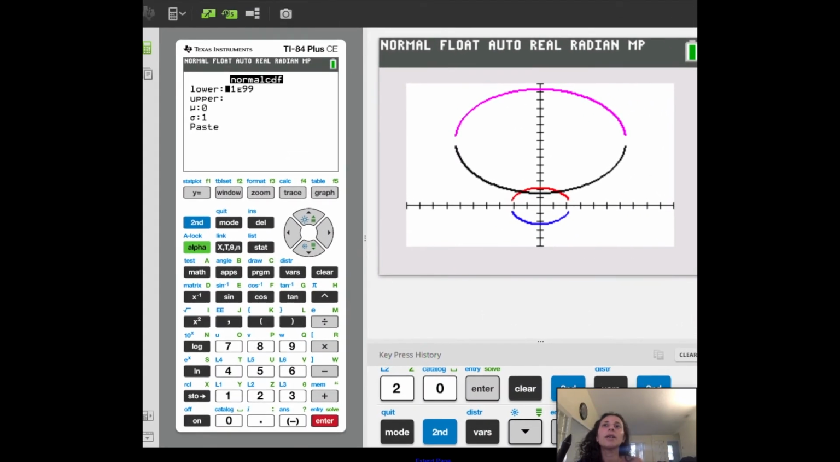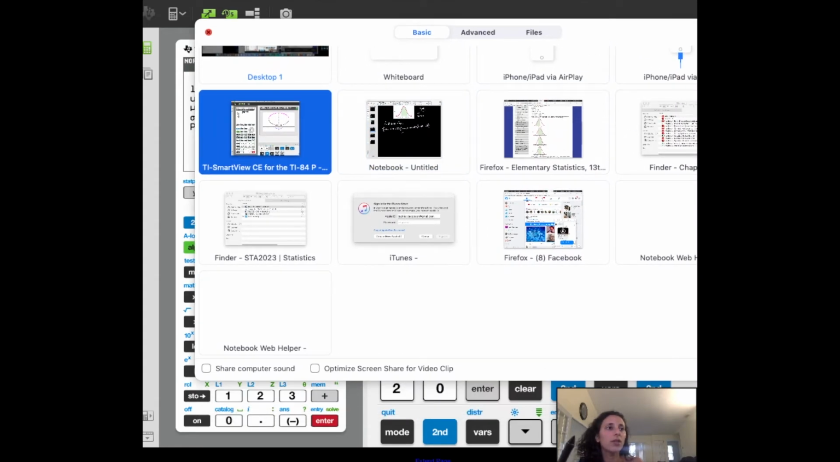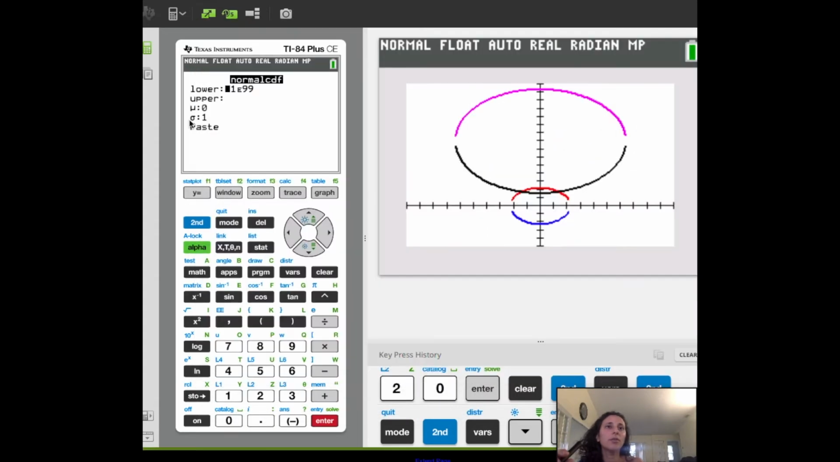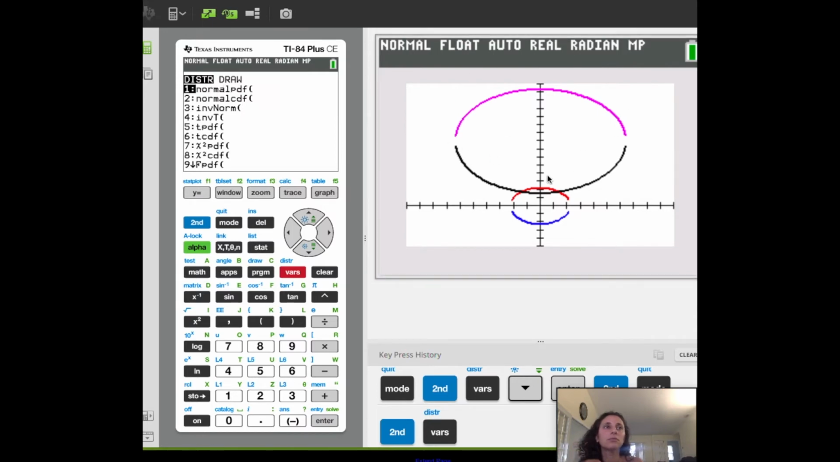So let me go back to my calculator and show you guys how to do that. Let me do it again. I'm going second vars because I want to pull up distribution.